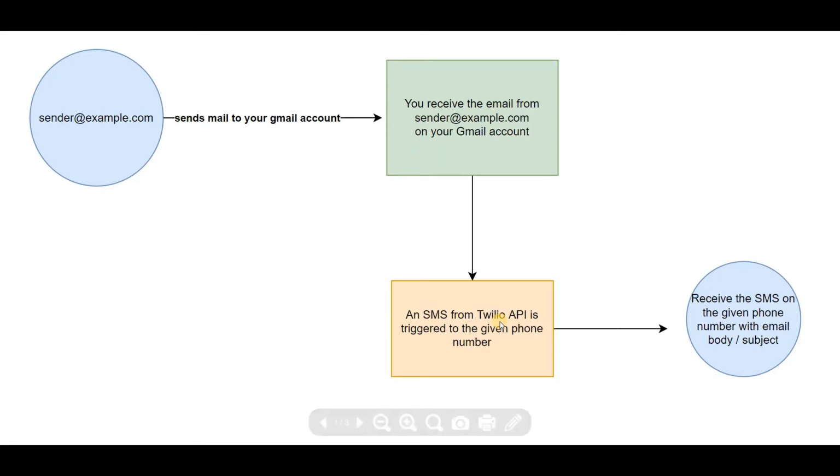But it tries to scan the most recently received mails in your inbox, and it compares them with the address that you have provided, the one you want to verify. If those two things match, an SMS from the Twilio API is triggered and sent to the phone number. At the end, you receive the SMS on the given phone number with the subject of the email or the body of the email, however you want to achieve that. So that is the end goal of our application.